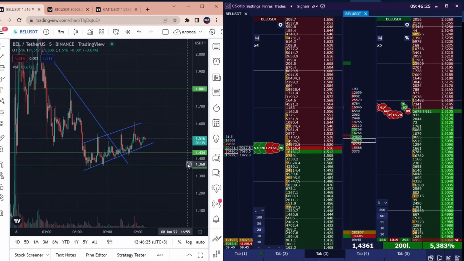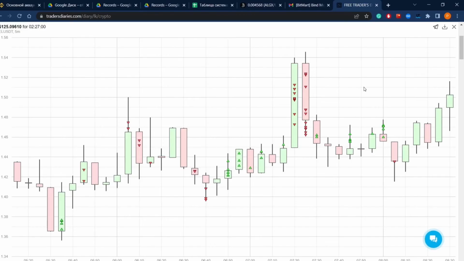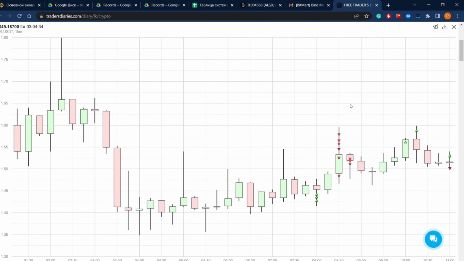Finally, this is how the price went sideways upward in the range. But nevertheless, it was a breakout and here I decided to close the position. The trade consisted of two parts, $125 on the one part and $45 on the other part.